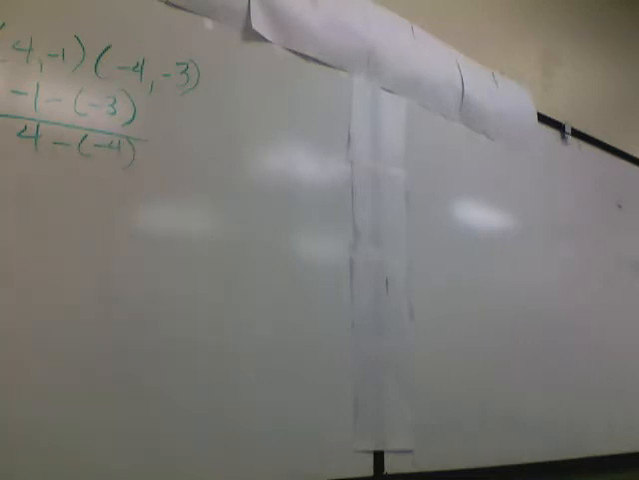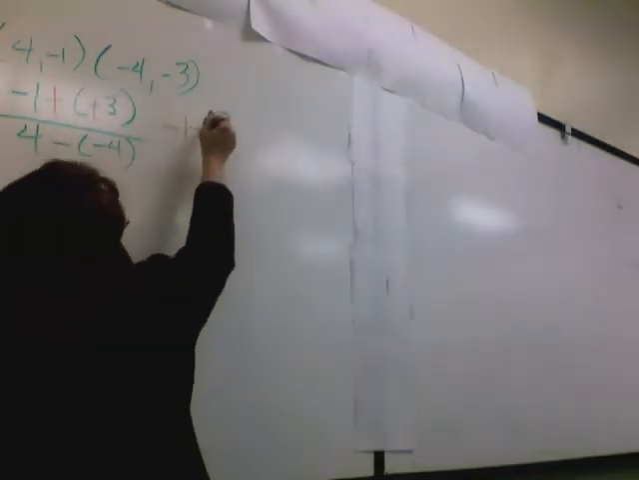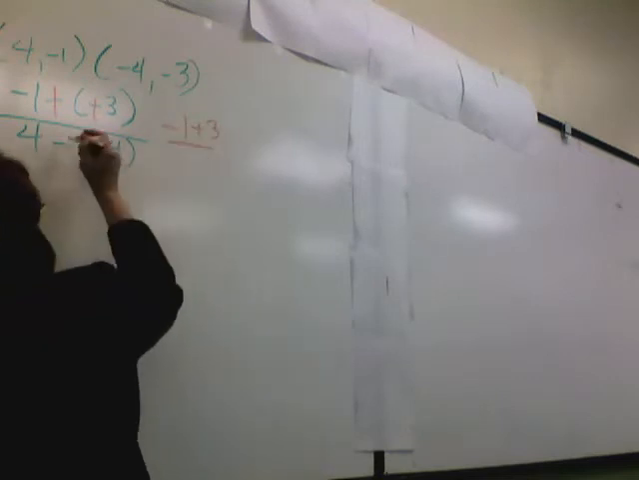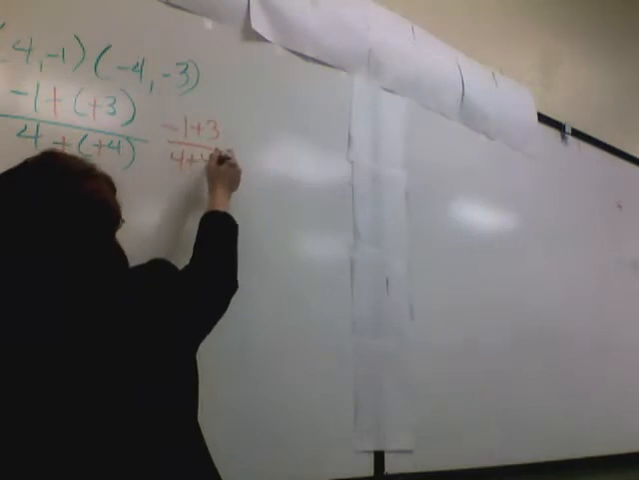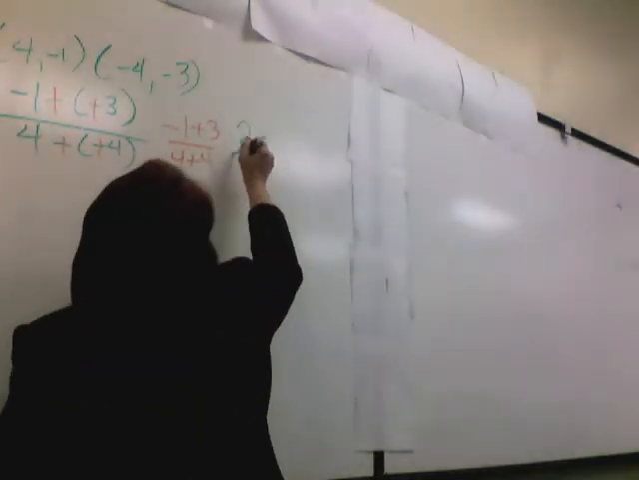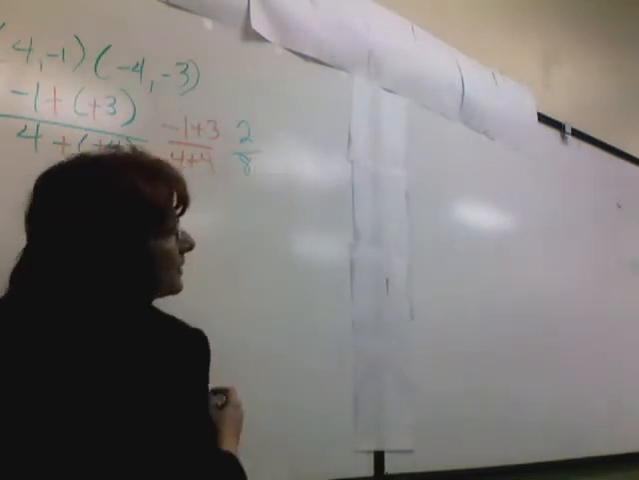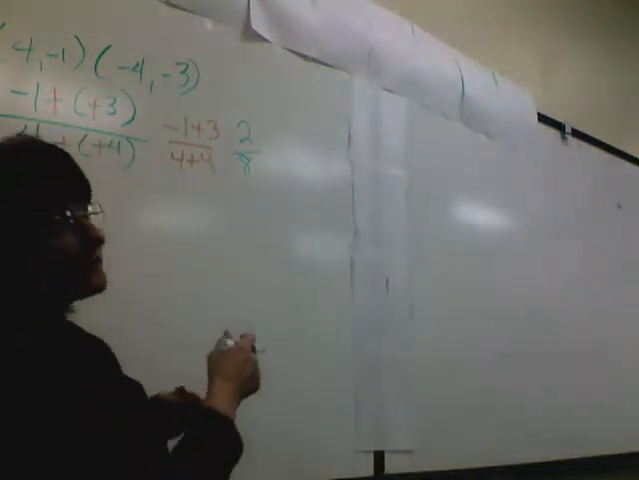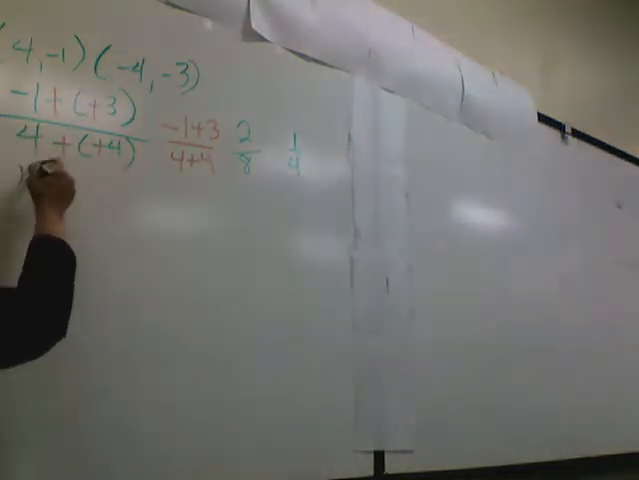Both of these minus negatives we need to turn into plus positive. So we have negative 1 plus 3. And we have 4 plus positive 4. So we have 4 plus 4. So on top we have what? Negative 1 plus 3 is 2. 4 plus 4? 8. So what is our slope? 1/4. We need to reduce it. So slope is 1/4.